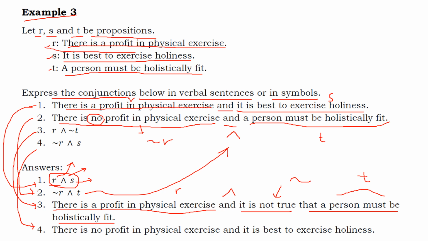And for number 4, as you can see here, there is a negation on R. So this will be your R here: there is a profit in physical exercise. So we need to put no here to make this the negation of R, totally opposite of the original proposition R. And that will represent your conjunction, and it is best to exercise holistically. That will represent your original proposition S.